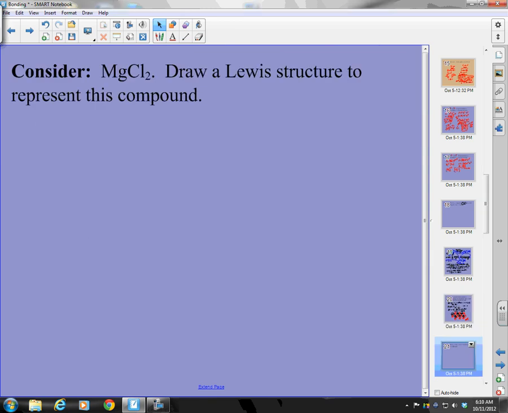Moving on. Okay, so now let's look at my magnesium chloride and draw a Lewis structure to represent this compound. Let's start off and draw our Lewis structure for magnesium. How many electrons does magnesium have? It has 2 valence electrons because it's in my second column. And each chlorine has 7. You guys remember how I know that? Chlorine is in my 17th column. The halogens, the 17th column, have 7 valence electrons.